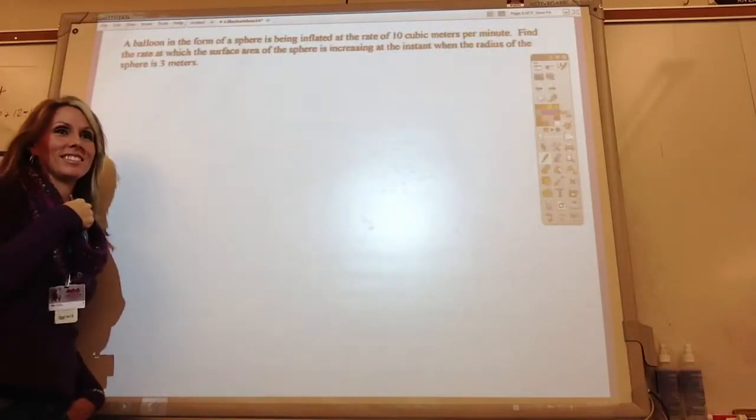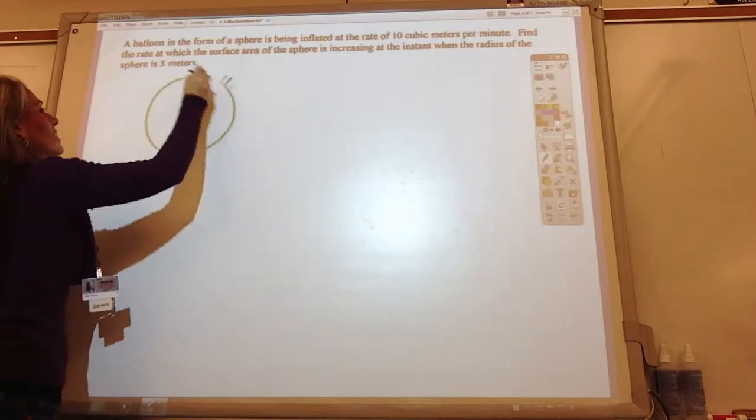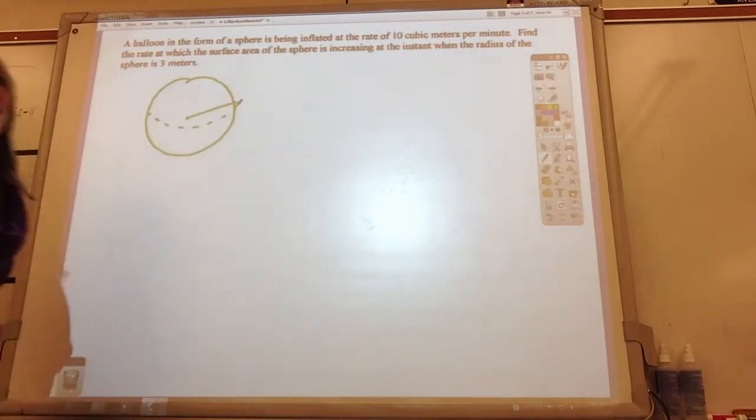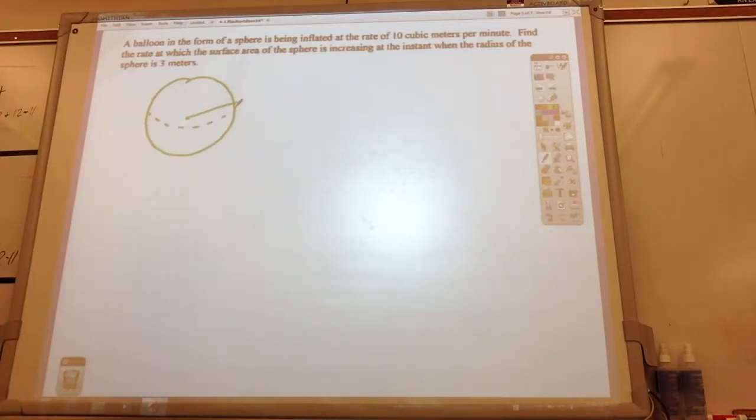What would you draw a picture of? A balloon. Okay. You didn't even read the whole question, and you're saying I should draw a balloon. You shouldn't draw a balloon, it's a sphere. Form of a sphere. Because balloons could be shaped like a hot dog, or a curly Q, or a teardrop. What kind of balloon are we talking about? So we're talking about the Mylar balloon in the form of a sphere that is being inflated at the rate of 10 cubic meters per minute.